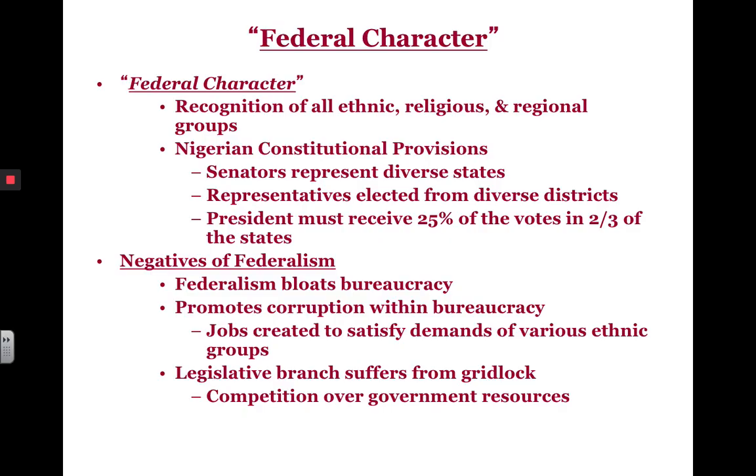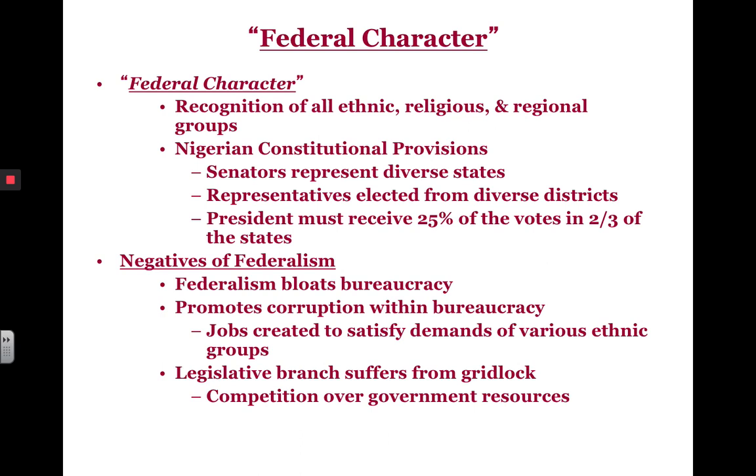Nigeria's federal character is very important to this unit. You have to understand what it means and how the state utilizes it and what it's all about. So the notion is that Nigeria uses its federalism to address its ethnic, religious, and regional groups. And this is seen in a number of things in the way Nigeria is organized and how they run their federalism and run their state.